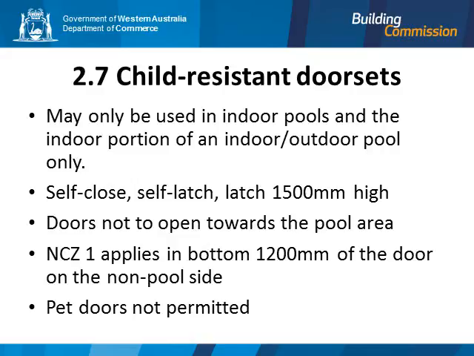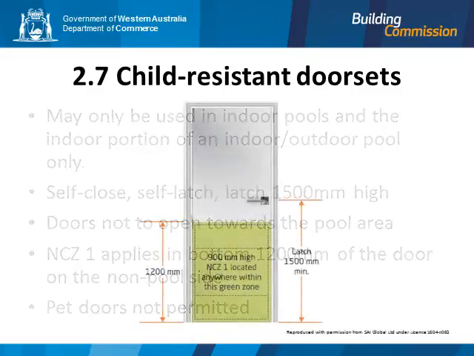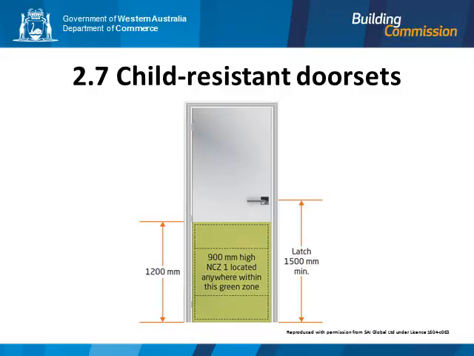Additionally, pet doors are not permitted, and Non-climbable Zone 1 applies within the bottom 1.2 metres of the door. Here is a diagram of a child-resistant door set. The bottom 1.2 metres must have a 900mm high non-climbable zone located somewhere within it.